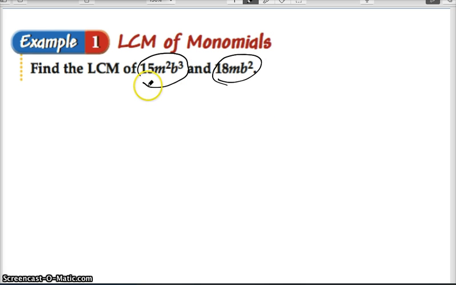And so what is helpful sometimes is to see this whole thing factored out. So I'm going to do us a favor and write this as 3 times 5 times m squared times b to the third. And I'll write this as 3 times 6 times m times b squared, but I'm thinking that let me make everything all kinds of super prime factories.